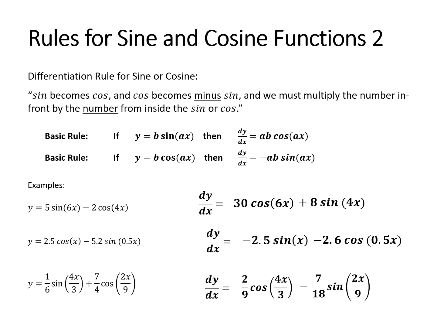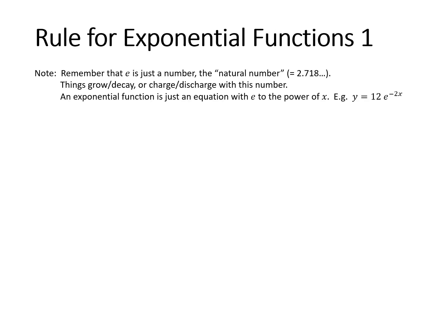Okay, that is the sine and cosine rules. There's one more thing you need to know, which is the exponential rule. So the rule for exponential functions. Now, exponential functions are basically functions that have an e in them, and we did e earlier on in the year. E is just a number, like pi. It's called the natural number, and its actual number is 2.718, and it goes on and on. It's used a lot with things that grow and decay, or charge and discharge in engineering.